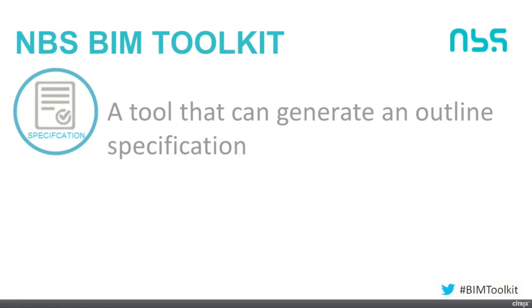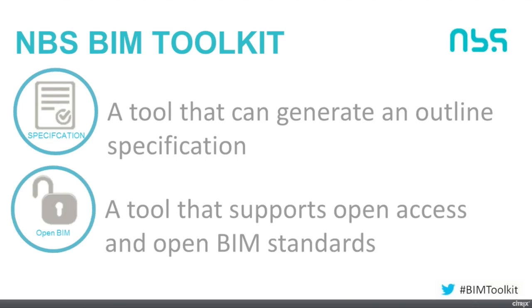So just to wrap up, the toolkit is a tool that can generate an outline specification. That's something that once information appears in the tool, users of the tool can generate an outline spec. It's another feature of the toolkit, and it supports open access. We've worked hard to make this information available. It's free to use, and information that's created and used within the toolkit can be exported to Excel spreadsheet, to COBie, to IFC, so that it can be used in other platforms. You can even generate the outline specification not just in NBS format, but also in RTF, which is just an open access text format.